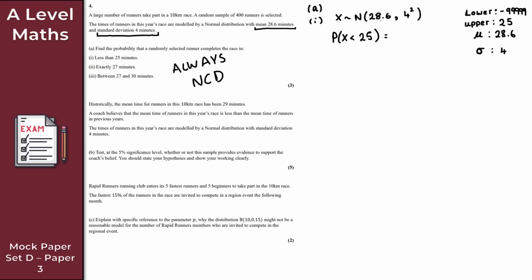Press enter, and what we get here then is this probability. And if you've done this correctly, what you should get here is 0.184. Bosh, nice and easy, right? So that's A part 1.